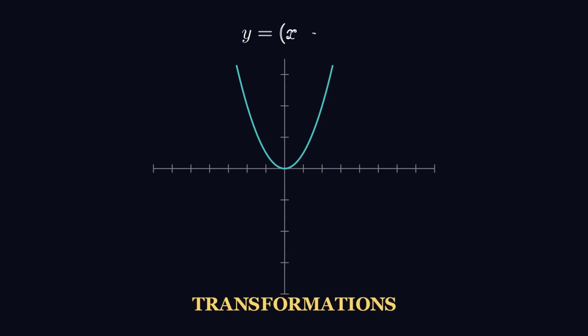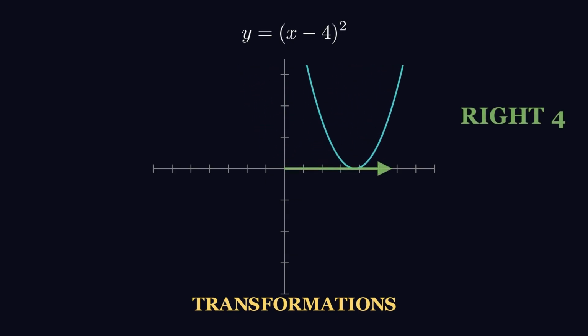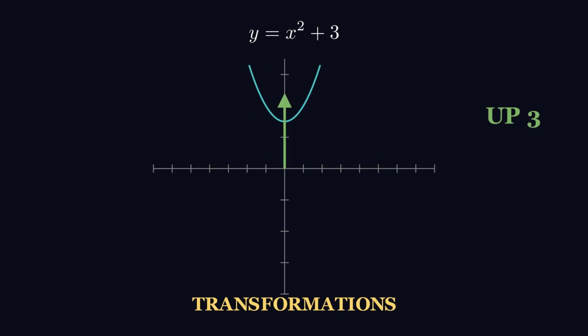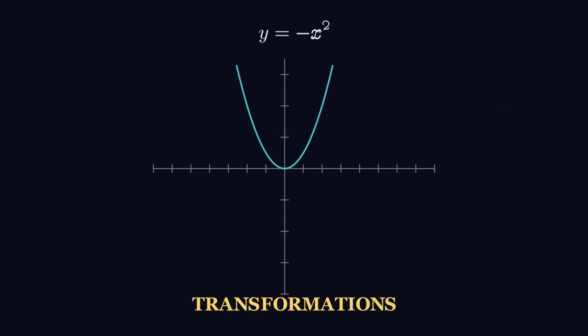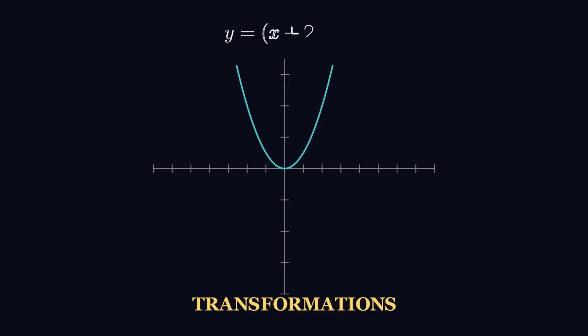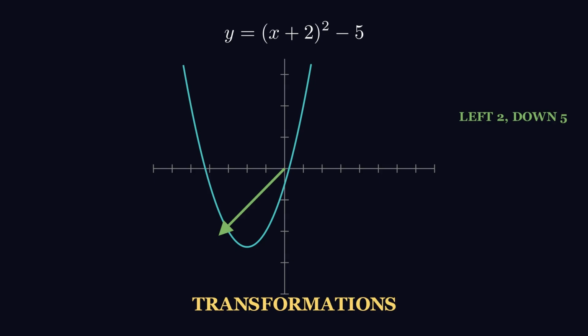Now transformations. From plain y equals x squared. y equals the quantity x minus 4 squared, shifts right 4. Not left, right. I'll keep saying it till it sticks. y equals x squared plus 3, up 3. y equals negative x squared, flips clean upside down. y equals the quantity x plus 2 squared, minus 5. Left 2, down 5.